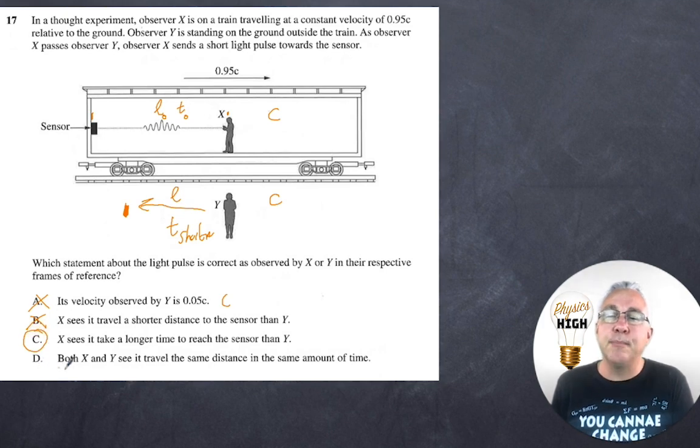Now let's look at D. Both X and Y see the light travel the same distance in the same amount of time. That's incorrect on both aspects.